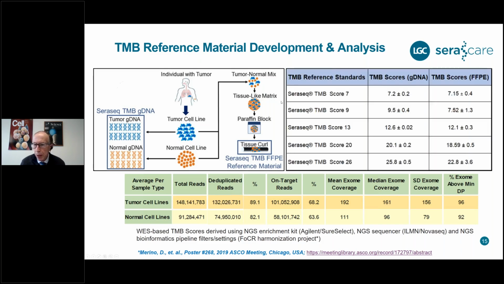So we actually have 3 products that you can consider using. The early reports for immuno-oncology had a cutoff of around a score of 10 using Foundation Medicine. So we've actually bracketed that a little bit. We've got a score 7, a score 9, the mutations per megabase, score 13, 20, and 26 right now. So here are the TMB scores, just measuring the genomic DNA, and then going all the way to a tissue curl as an FFPE, the score as an FFPE. So you can see 7.2, 7.15, 9.5, 7.5, 12, 12, etc. So all this data is reported with our product.